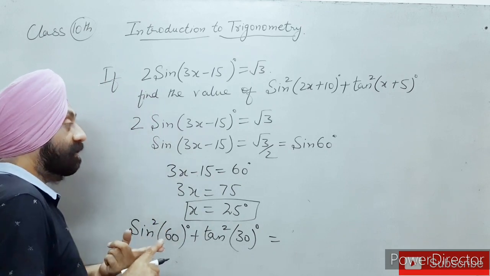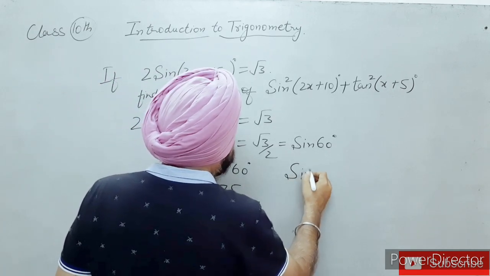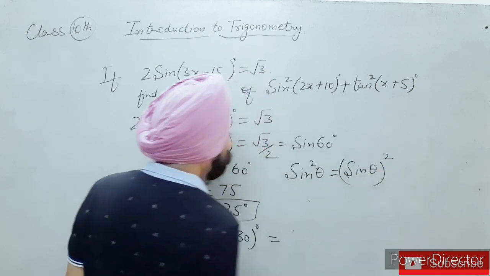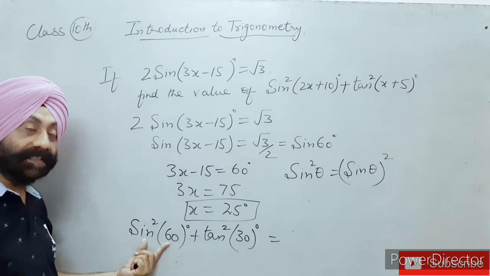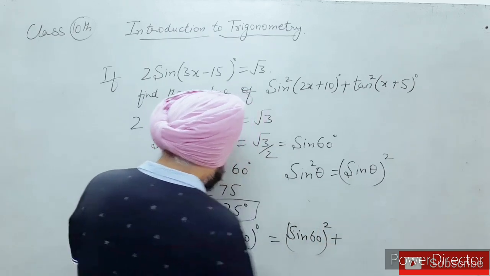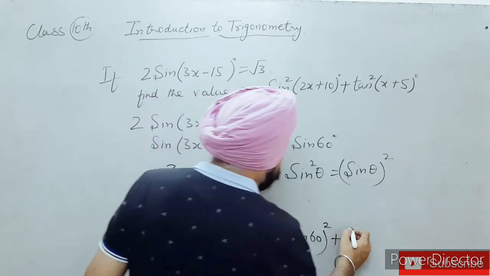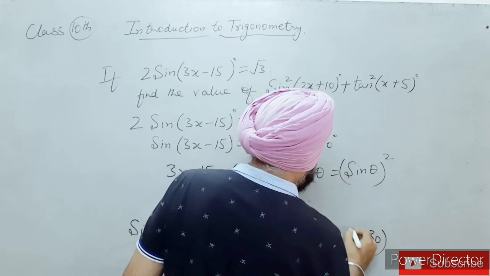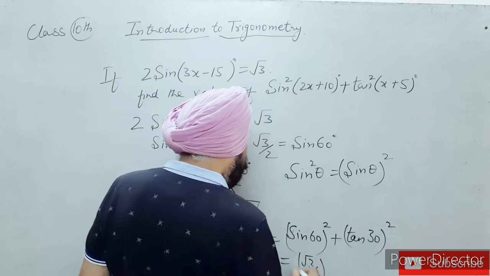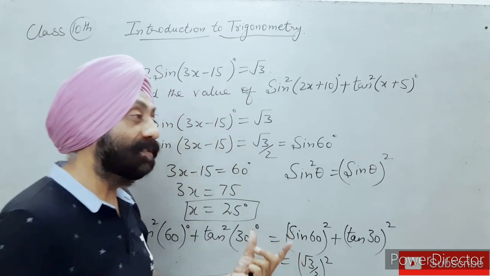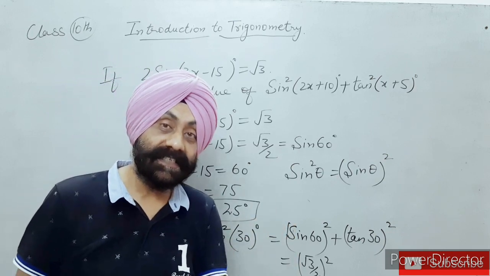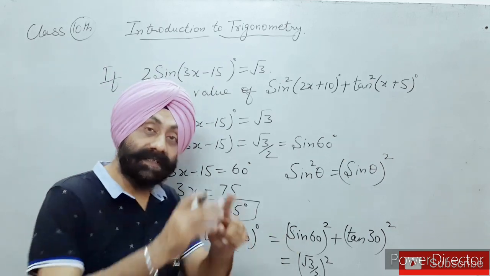Now, in the previous lecture I told you that we can write sine square theta as sine of theta whole square. So I can write sine square 60 as sine of 60 whole square, plus I can write tan square 30 as tan 30 whole square. What is sine 60? Root 3 by 2. Again, the values of the trigonometric ratios of angles 0, 30, 45, 60, 90 degrees. Remember that table.